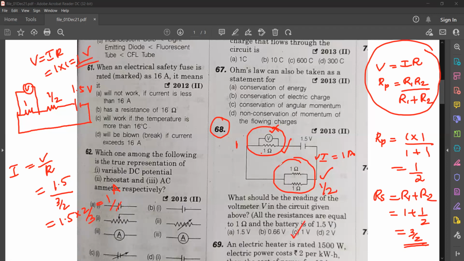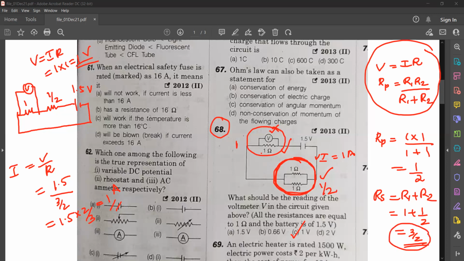So listen to what I have done. First of all, I found out the total resistance using this parallel combination. Then I got 1 by 2. Then this 1 by 2 and this 1 ohm are in series, isn't it? Just like this. So 1 by 2 and 1 ohm in series means total resistance will be 1 plus 1 by 2. Then I got the equivalent resistance as 3 by 2.